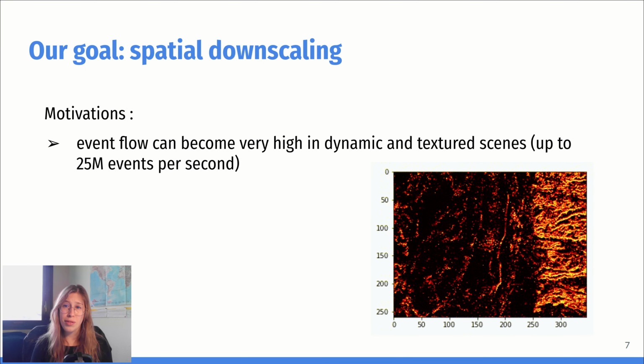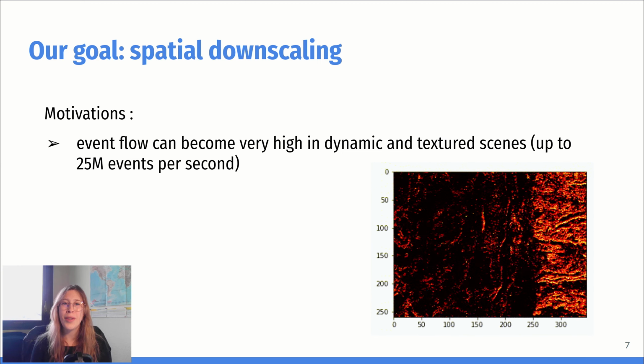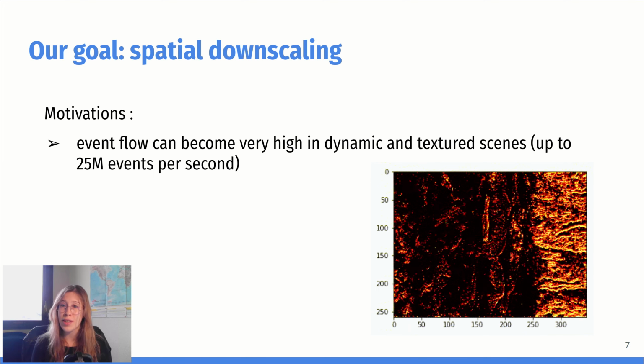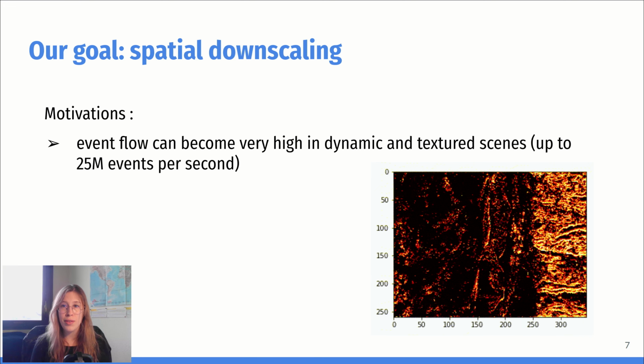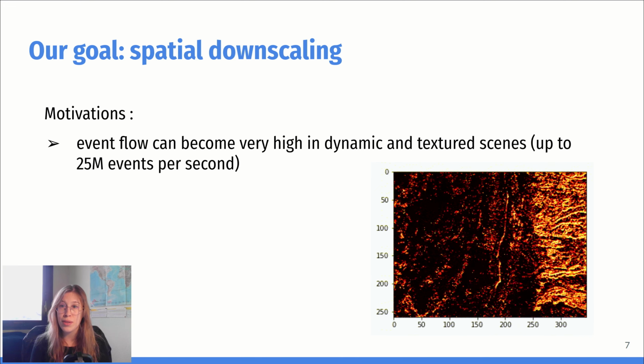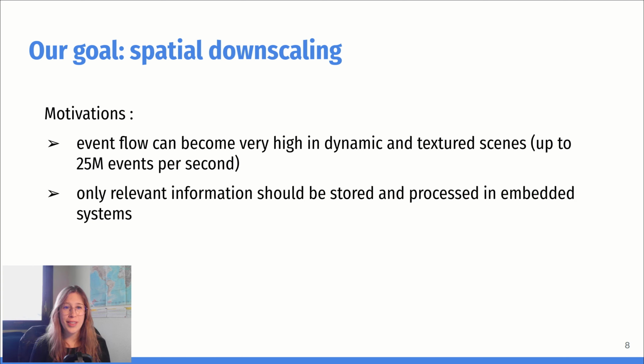Our motivations to do spatial downscaling for event data are the following. First of all, the event flow of event data can become very high in dynamic and textured scenes, such as this one. We can reach up to 25 million events per second, which is a lot to process, even though the event data is already really sparse compared to an RGB camera. Furthermore, we are interested in spatial reduction of event data in embedded systems, where only relevant information should be stored and processed, and we believe that spatial downscaling is the best way to do that.